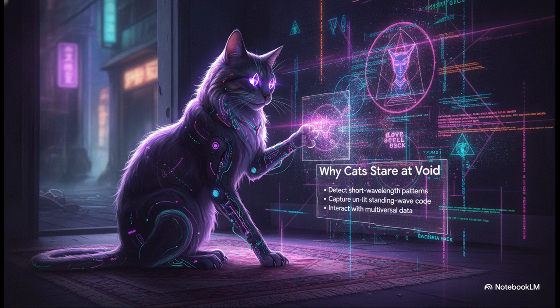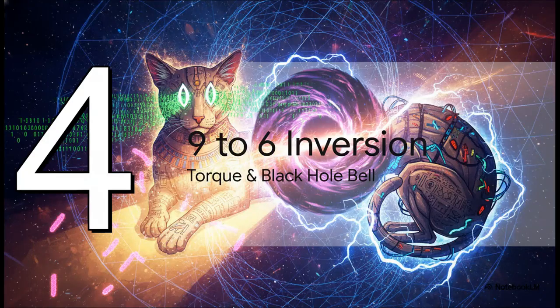When veterinary science says a cat is engaging in hallucinatory play with invisible objects, well, they aren't hallucinating. They're literally interacting with overlapping multiversal data that our filtered human hardware just cannot render. Let's hit Section 4, the 9-to-6 inversion, kinetic torque, and the black hole bell.